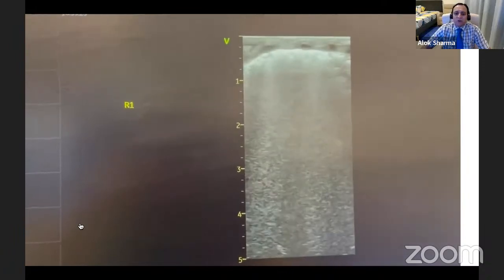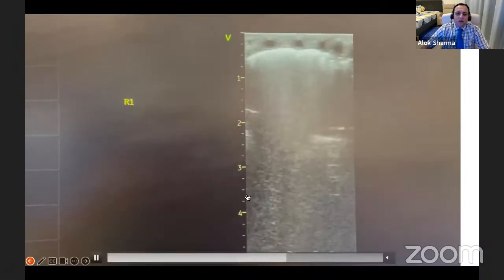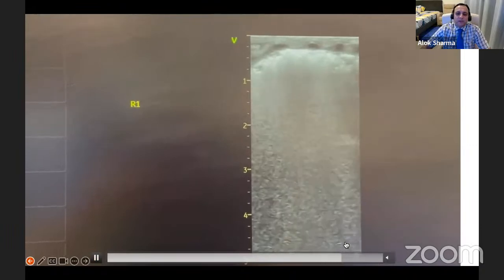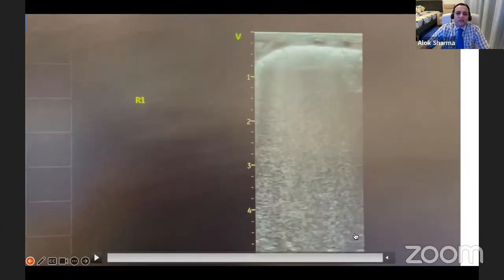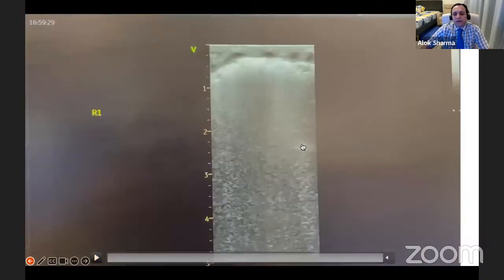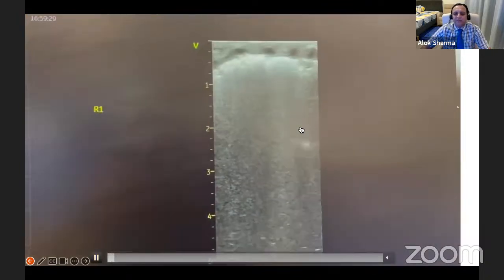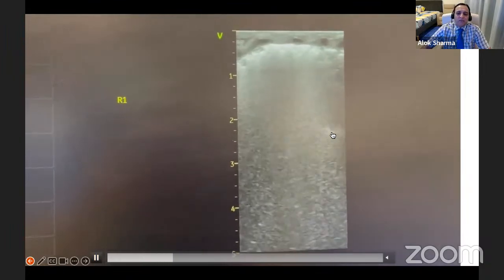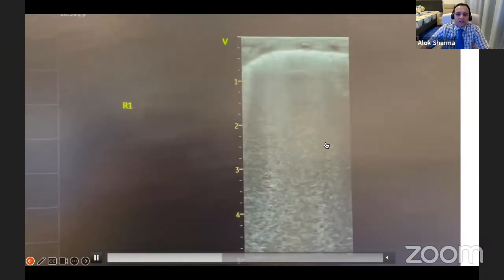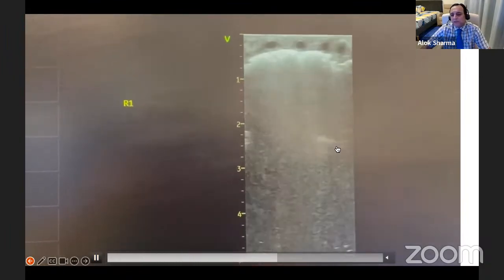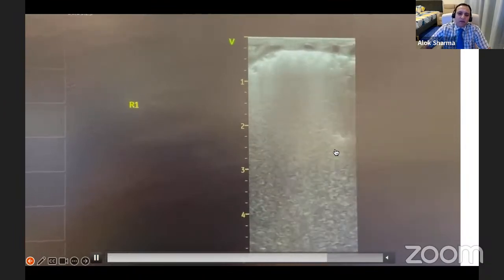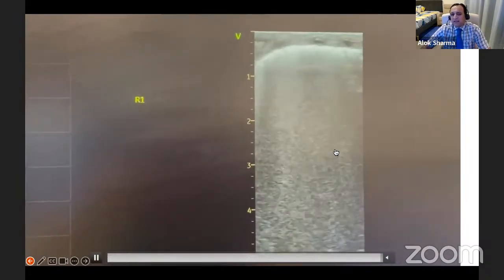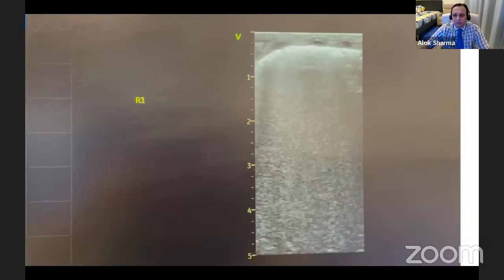Just at the bottom of your screen, on the right side, going further up, just in the middle, 2.5 centimeters, you see what might have been some A lines previous to that. That might be an A line, but completely obscured now by what is a B profile. So clearly you've hemorrhaged to the point where you've developed a whiteout AIS pattern.